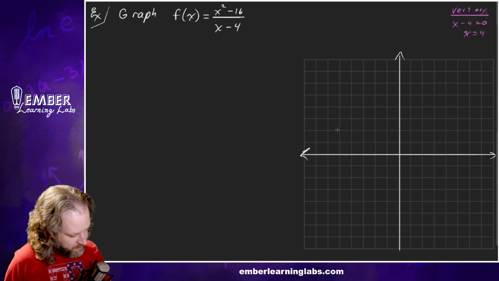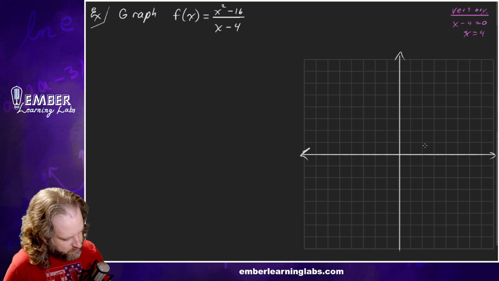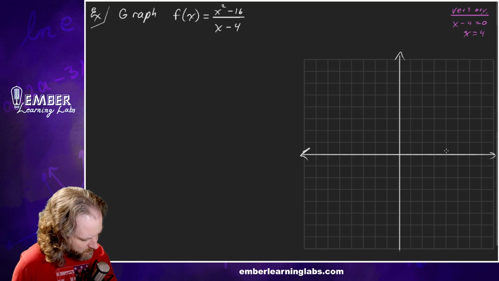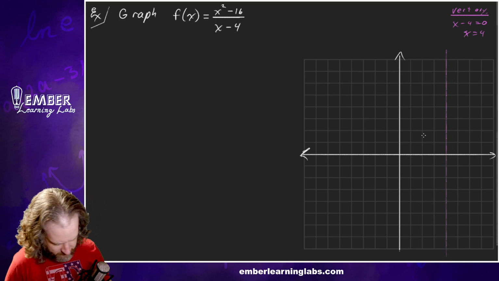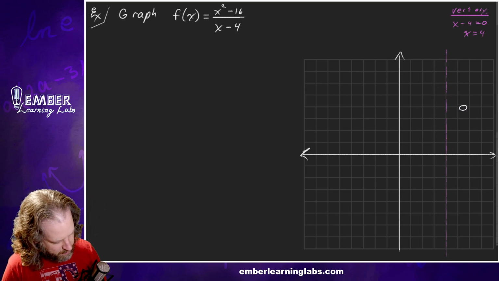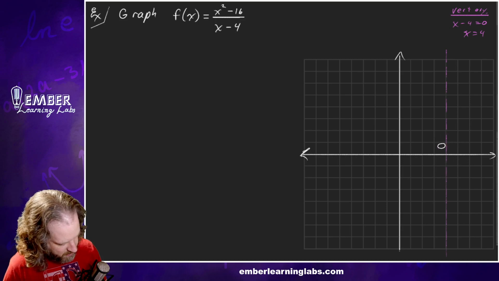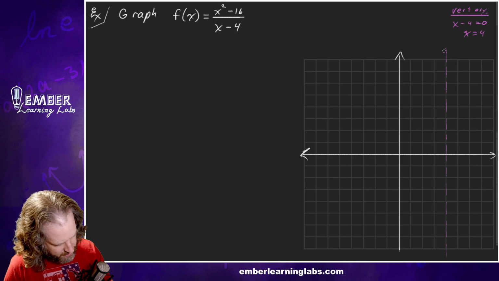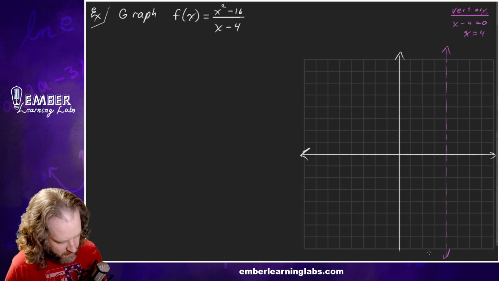So it's got a vertical asymptote at x equals 4. 1, 2, 3, 4. So right here, there's a vertical asymptote. There it is. Great.